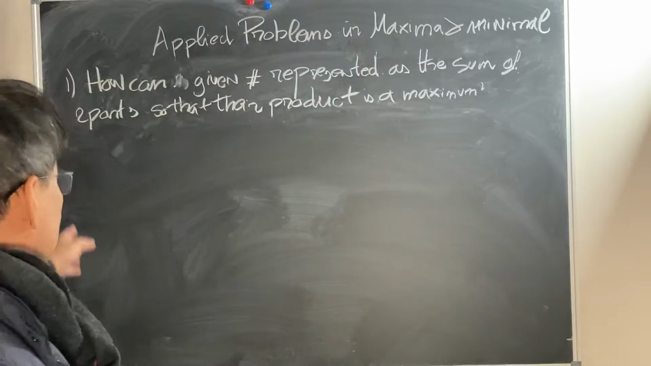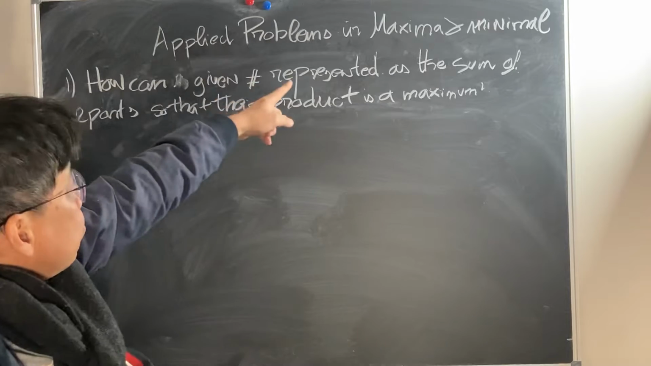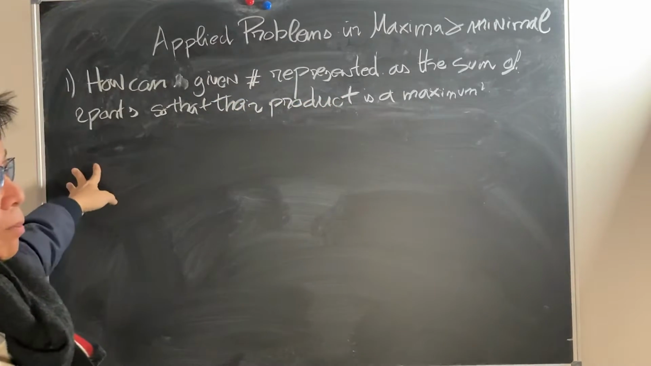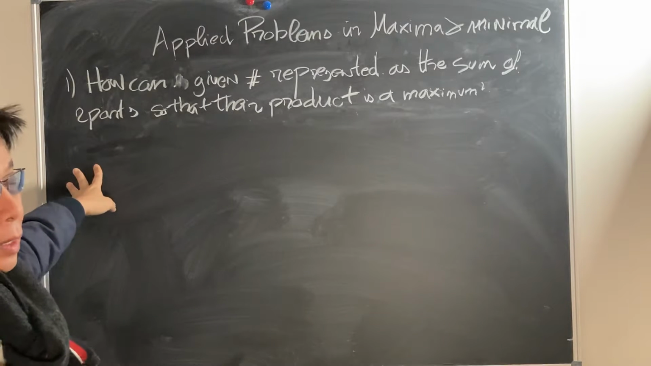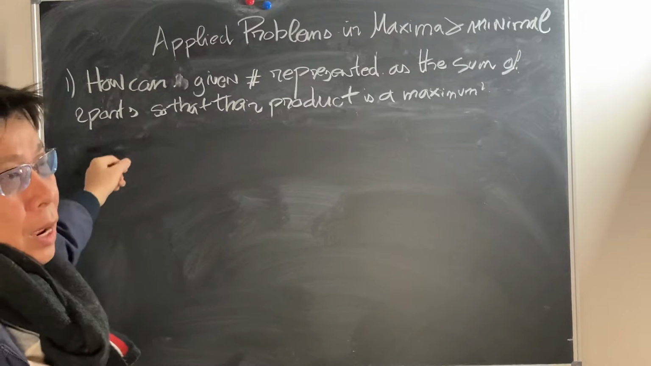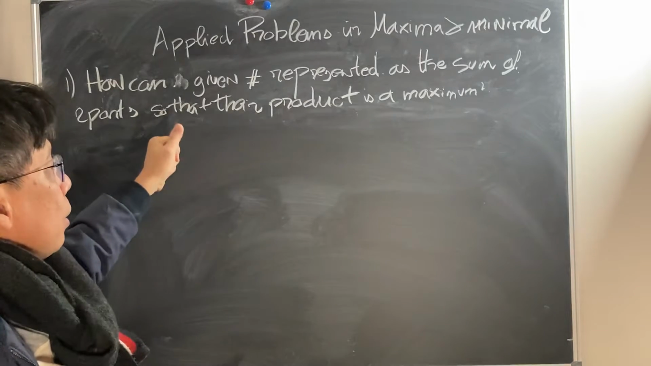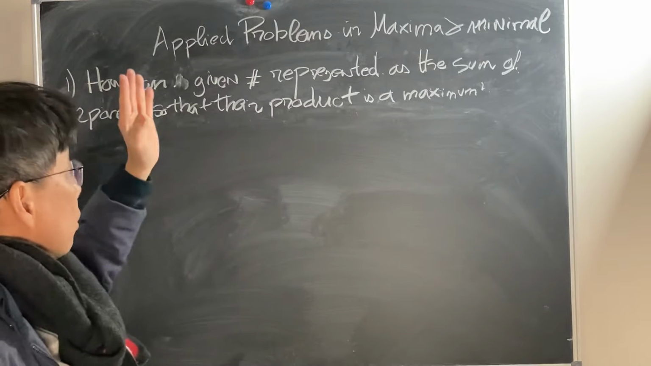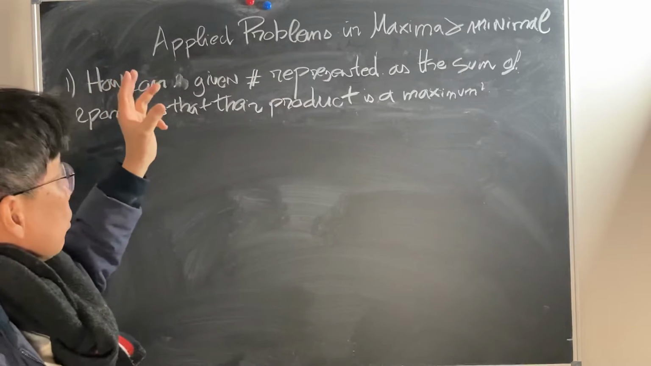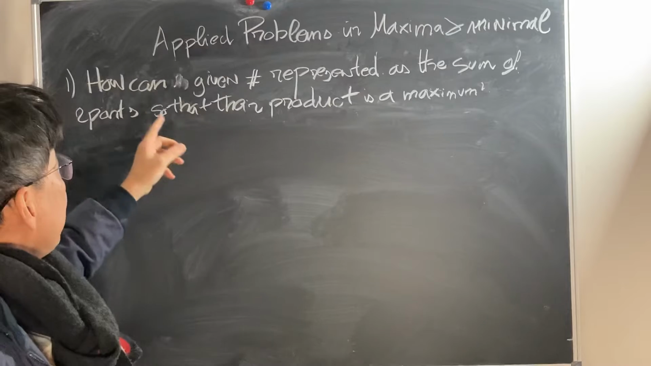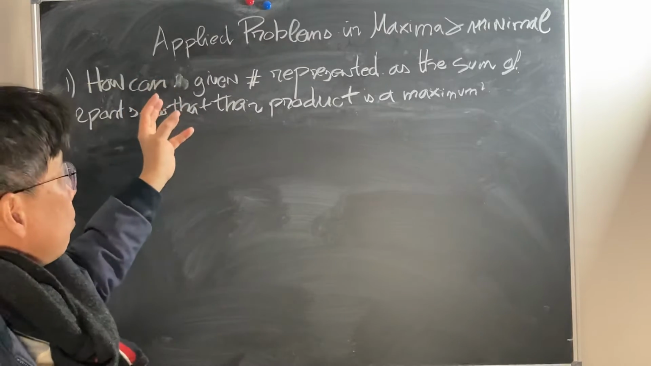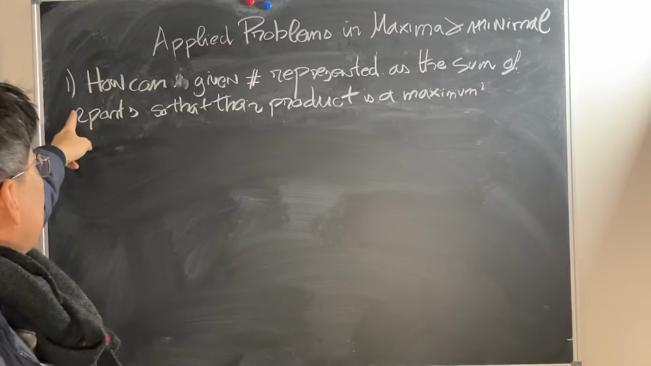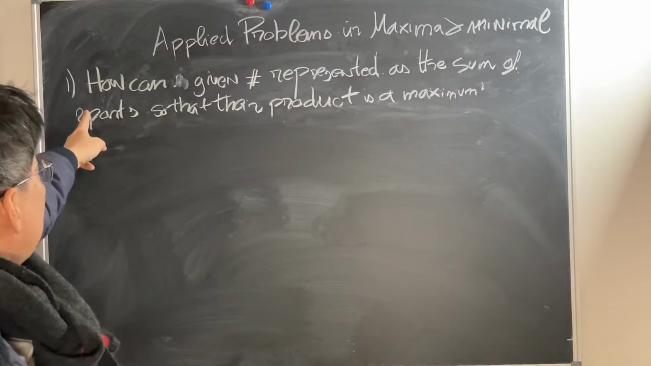Okay, let's go to the problem. Applied problems in maxima and minima. Okay, we studied last time maximum, minimum, inflection points, and those are critical points when you take the first derivative and second derivative. Those maximum and minimum problems can be used to show some real problems in real life. So let's go to this problem.